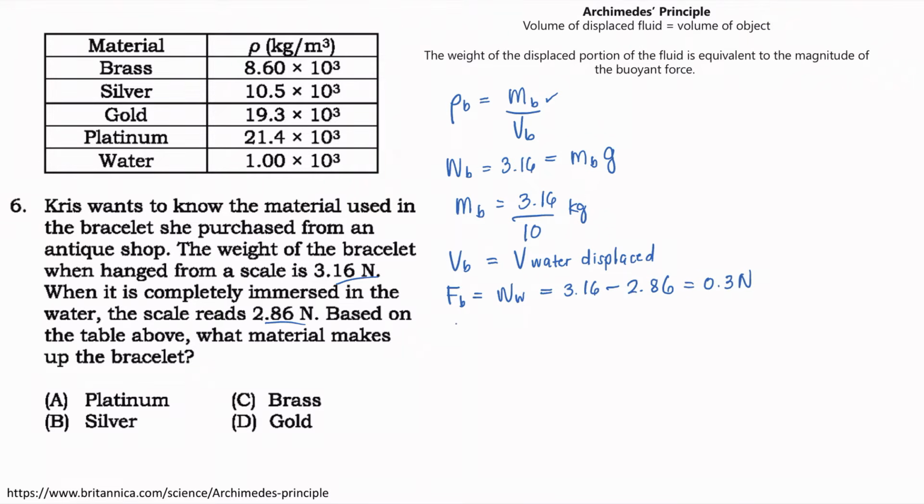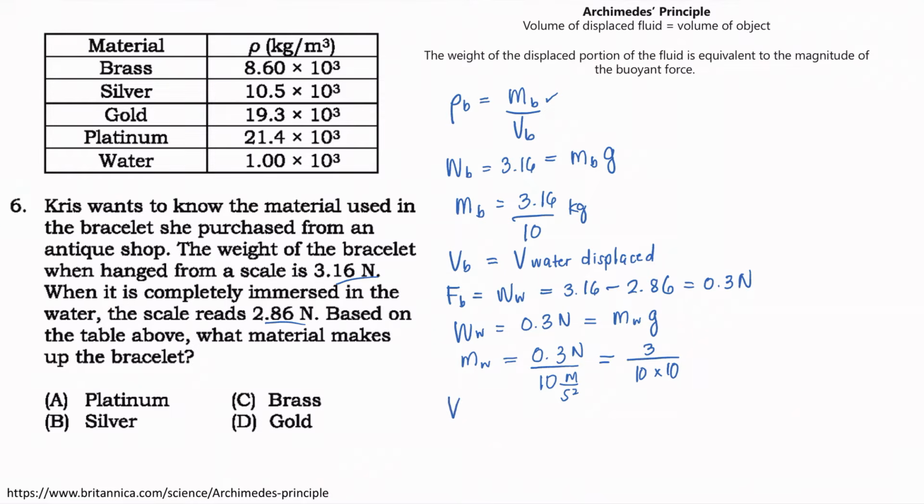So, alam natin na yung weight ng water is equal to 0.3 Newton, which is also equal to the mass of the water times gravity. So, makukuha na natin yung mass ng water. Mass ng water is equal to 0.3 Newton over 10 meter per second squared. Equal din siya sa 3 over 10 times 10. Para lang makita natin yung mga pwedeng i-cancel mamaya.